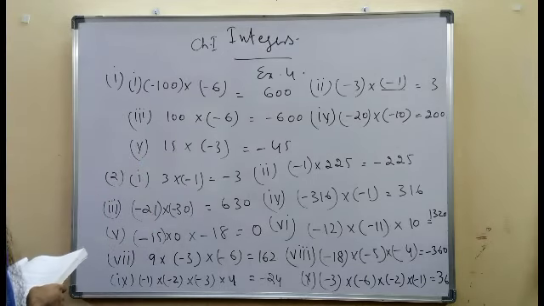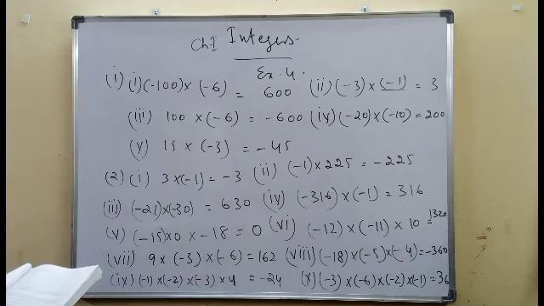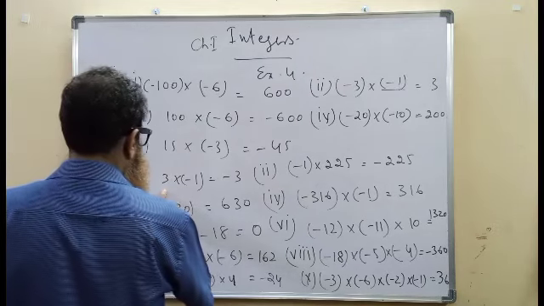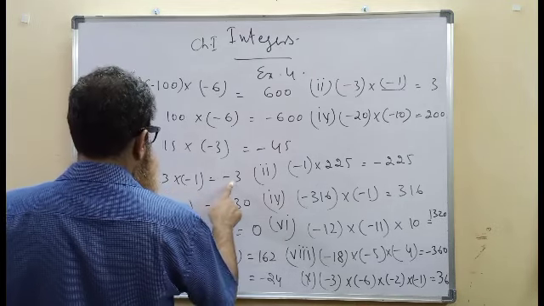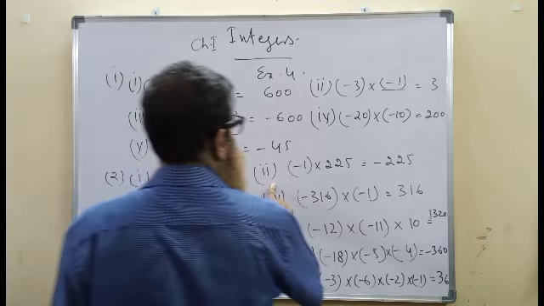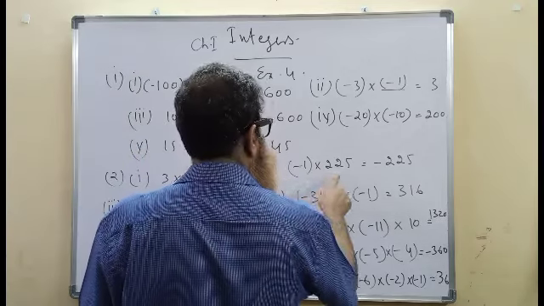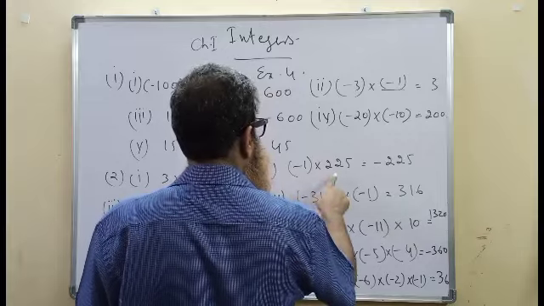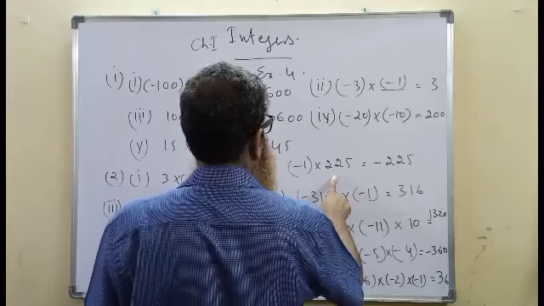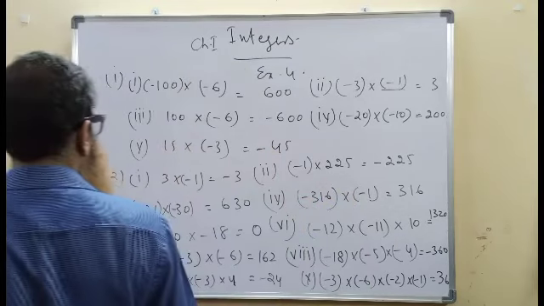In the fifth bit of first question, 15 into minus 3, we have minus 45, being one positive integer multiplied by a negative integer. In the second question, first bit, one positive integer, one negative integer, we get minus 3. 3 into minus 1 is minus 3. Second bit, there are again two integers, one negative integer, one positive integer, the result is a negative integer. Minus 1 into 225, we have minus 225.